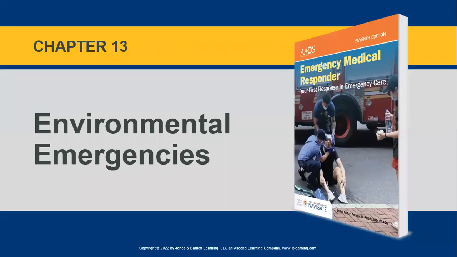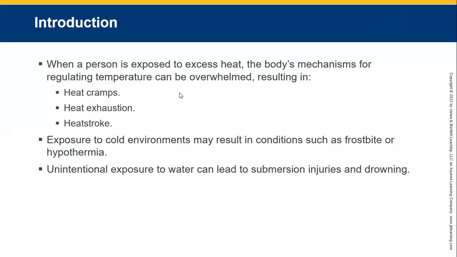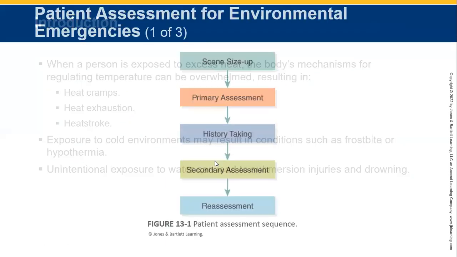Chapter 13, Environmental Emergencies. When a person is exposed to excessive heat, the body mechanisms for regulating temperature can be overwhelmed, resulting in heat cramps, heat exhaustion, and heat stroke. Exposure to cold environments may result in conditions such as frostbite or hypothermia. Unintentional exposure to water can lead to submersion injuries and drowning.